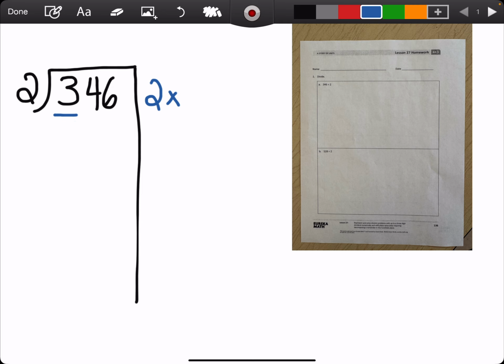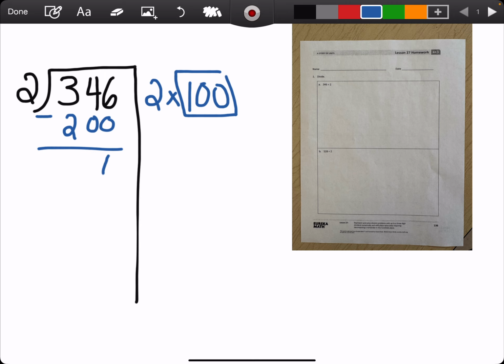So if I just start with 2 times 10, that's going to be 20. And 20 is so far away from 346. So what I'm going to try is, instead of doing 2 times 10, since I'm in the hundreds, can I do 2 times 100? And 2 times 100 is 200. So I can use that. Subtract and I get 146.